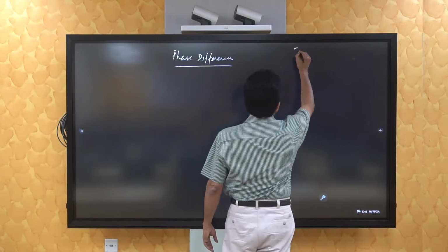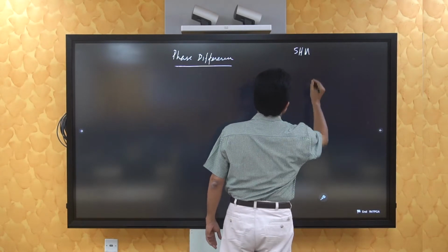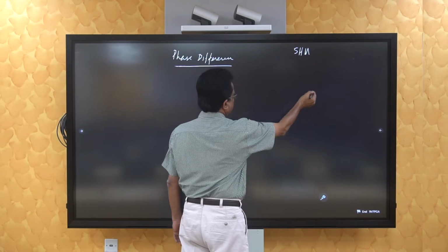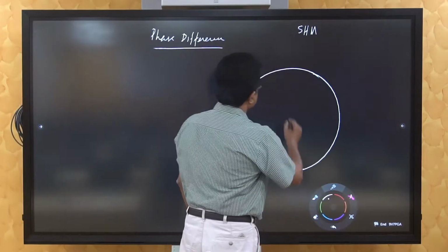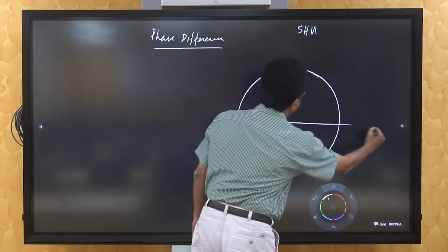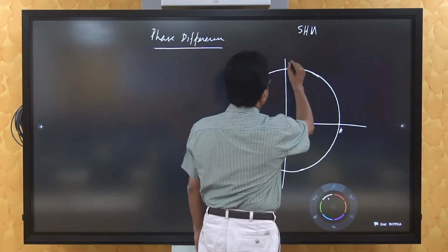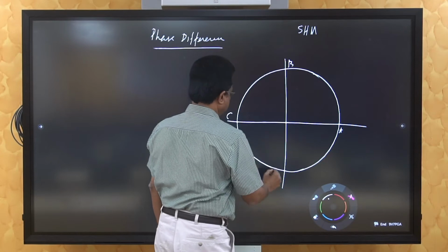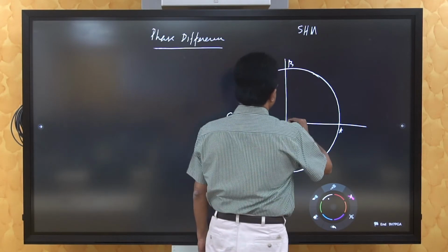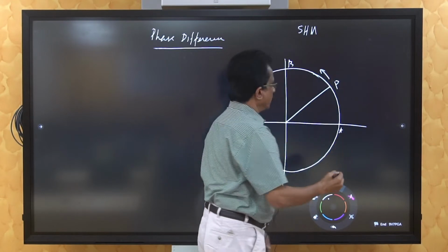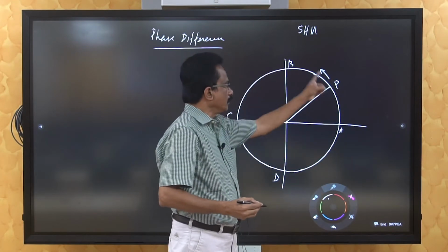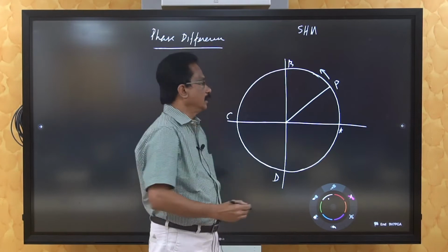We consider simple harmonic motion. A simple harmonic motion is usually discussed or studied by considering a circle. These are the two diameters. The points A, B, C, D. Just imagine a point P that revolves along the circle. P moves uniformly along the circle.